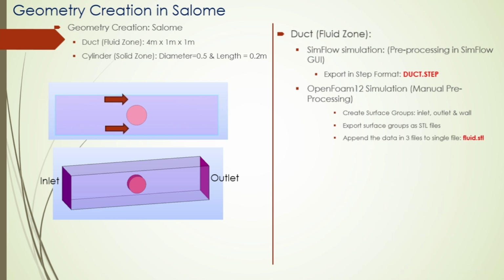This includes creating the face groups: inlet, outlet and walls. Export all three groups as STL files. Then append the data from the three files into a single file and name it fluid.stl. While working on geometry, I will show this process. Let's jump over to geometry creation.